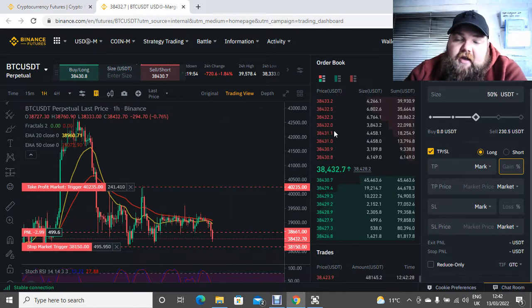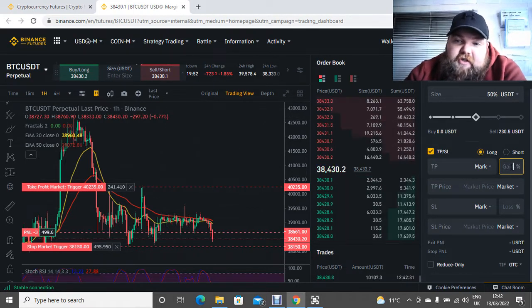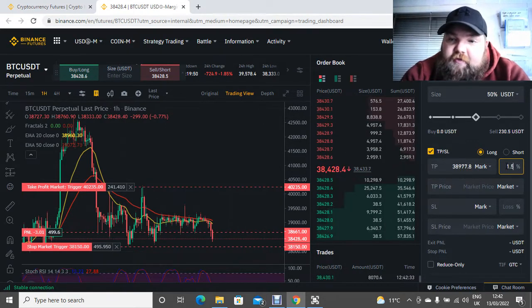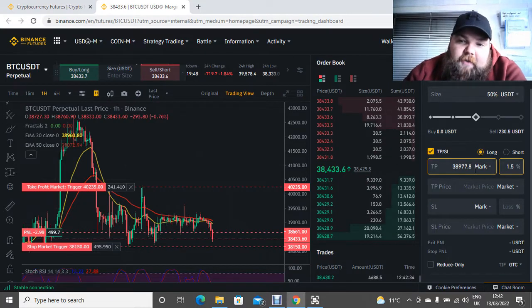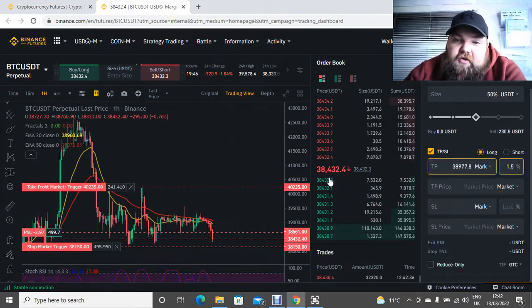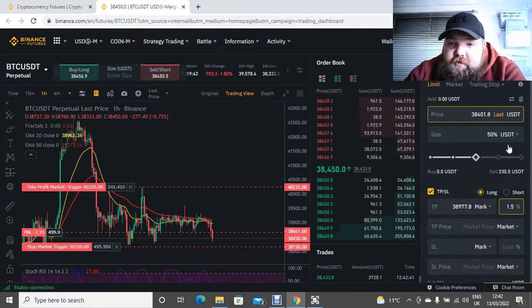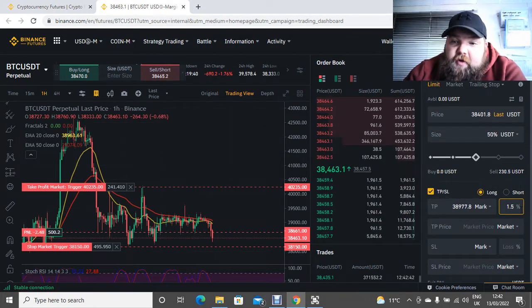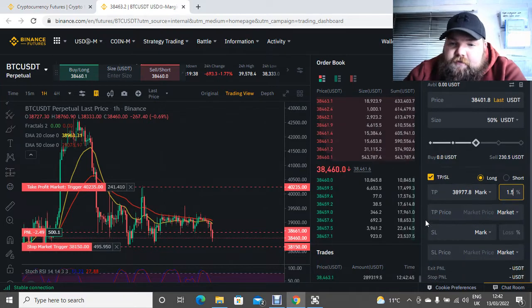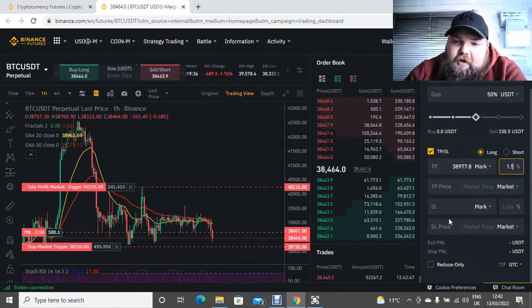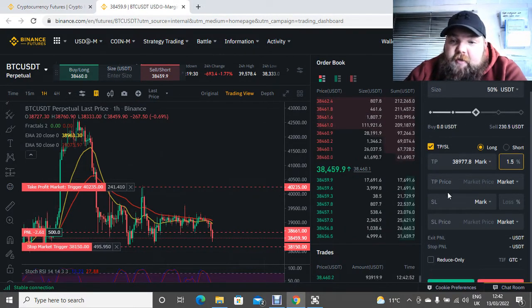In the actual desktop version down here, it gives you this percentage. So I can actually just put in 1.5% and it will automatically pick the price for me, at the price that I said I want to buy it. So this price multiplied by 1.5% is this price. And it will set up a market order. So when Bitcoin hits this, it will set up a market order for me to sell. So that's going to be my take profit.